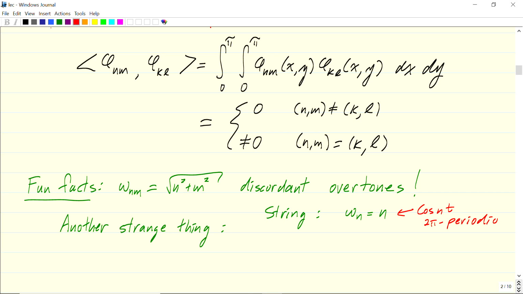A square drum, these things are all weird irrational multiples of each other, square roots of something or other. They don't have a common period. So omega nm don't have a common period.